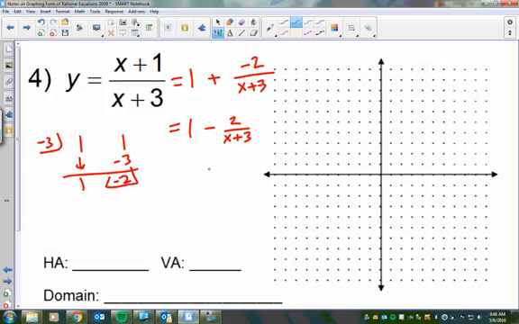Now, it's definitely shifted left 3. Is it shifted up 1 or down 1? Yeah. And another way we could write it is with the two terms switched. But yeah, it's a vertical shift of positive 1. So yeah, go left 3, up 1. So your new origin is there.